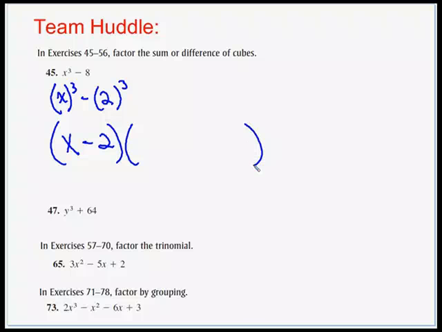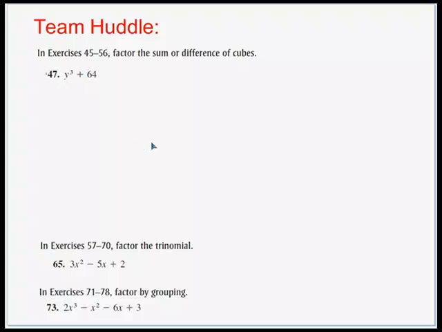And then we set up our trinomial. First term squared at the front. Last term squared at the back. Middle term is those multiplied together. 2 times x is 2x. Here's a minus sign, so we put a plus. Last term is always a plus, no matter what. All right.